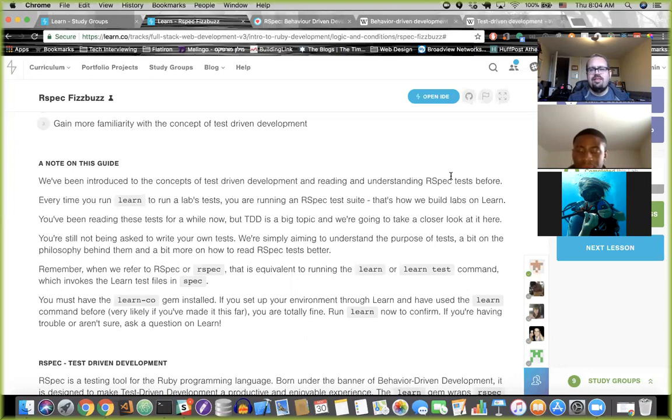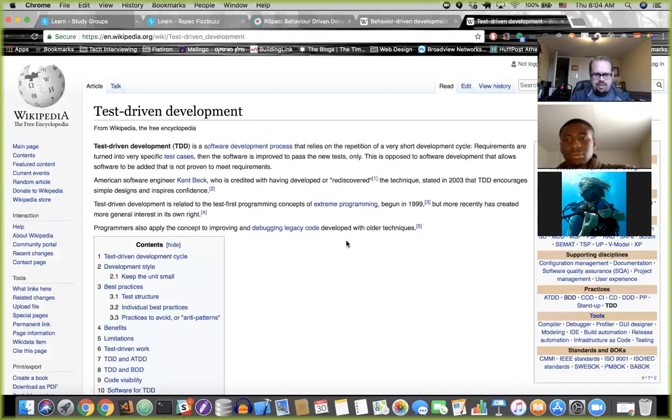Right. With TDD, test-driven development, you first think about what the objective of this code is. What is it meant to accomplish? What is the code going to do? And let me build the code to meet those objectives. So let's actually take a look at this.